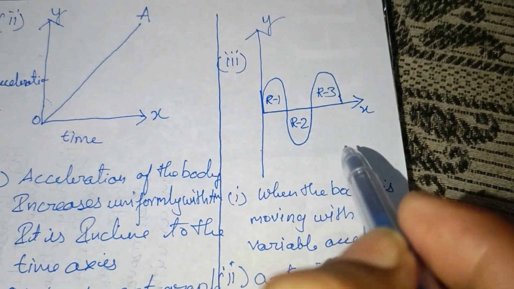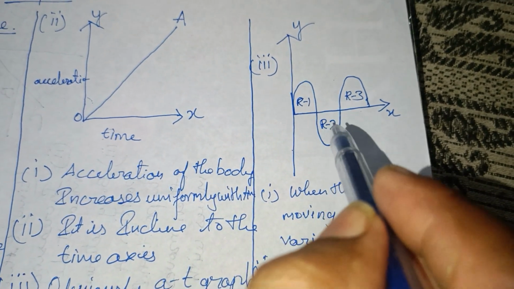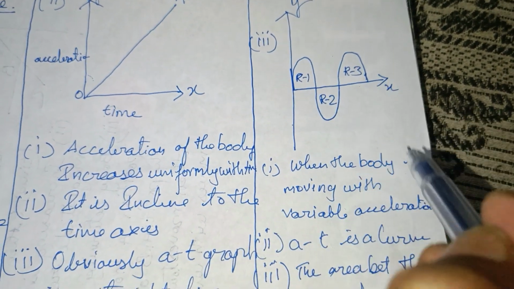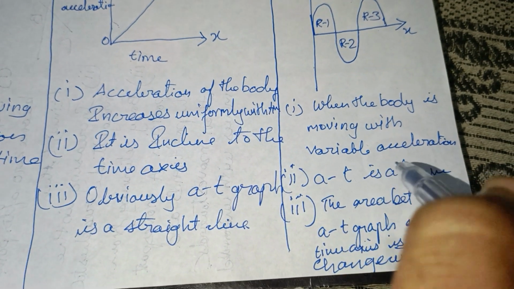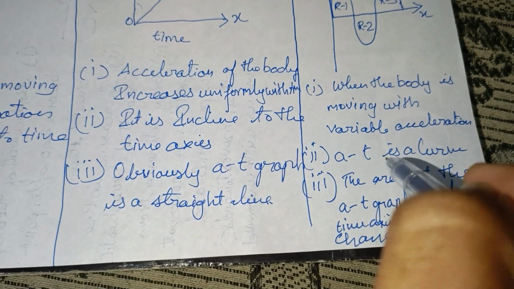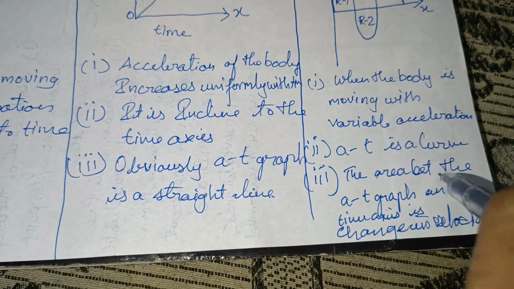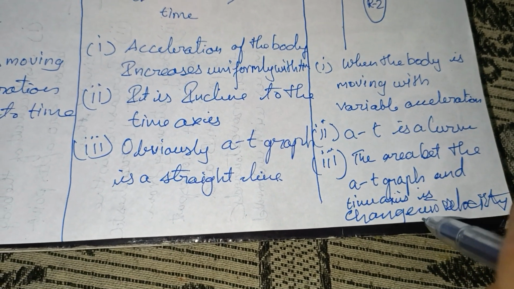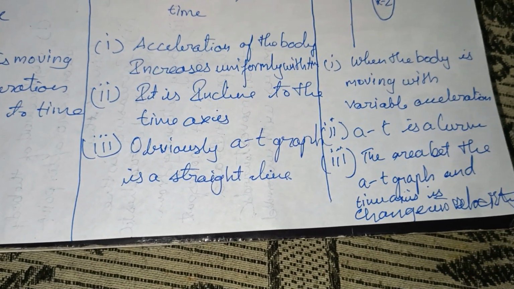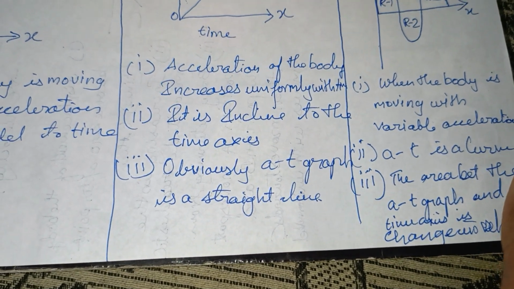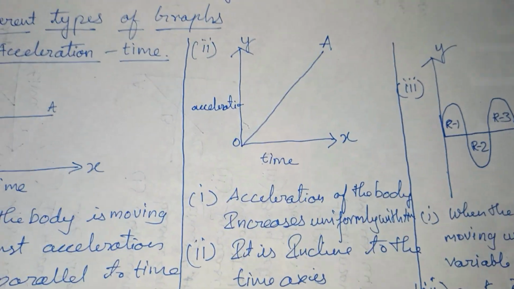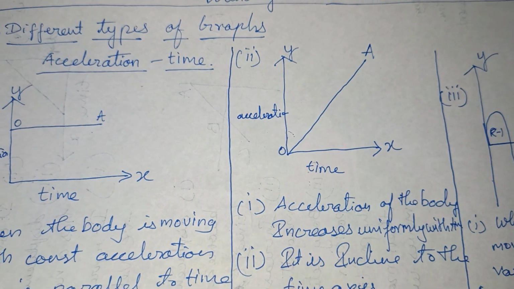Next we have the third type of graph, with region 1, region 2, region 3, where the body is moving with a variable acceleration. The AT graph is a curve, and the area under the acceleration time graph is the change in velocity. So that's all for today's session on the acceleration time graph.